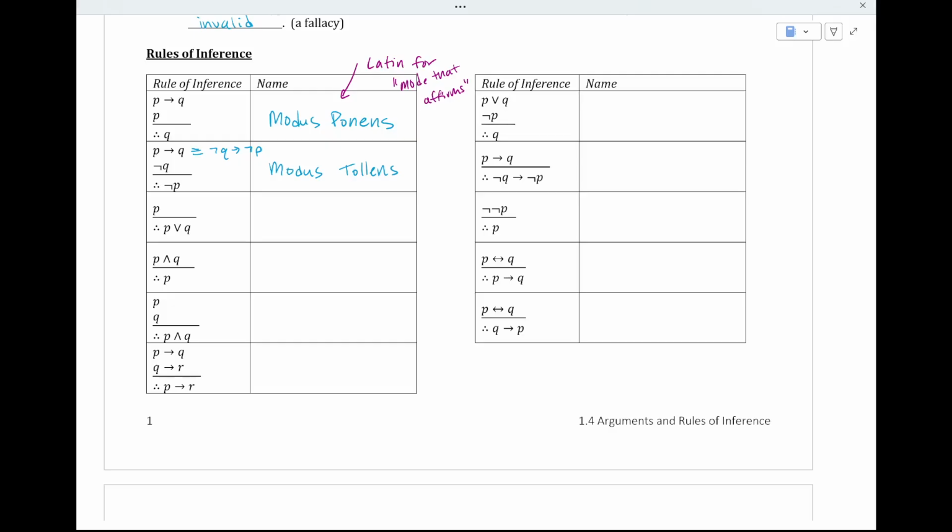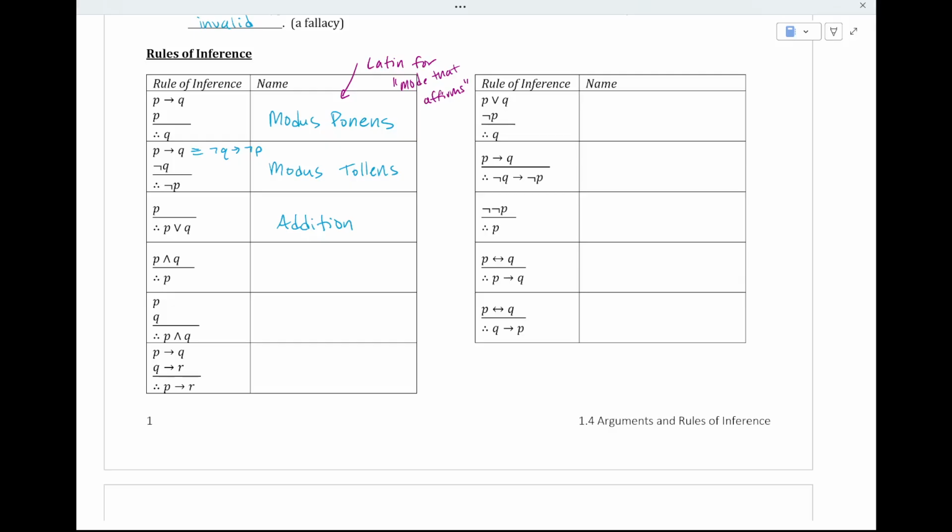Next rule, P, therefore, P or Q. This one's called addition. What we know about or statements is at least one of those things has to be true. So if we know that P is true, you can or it with anything else. It doesn't matter whether that thing's true or false because we already have the at least one true thing in P.